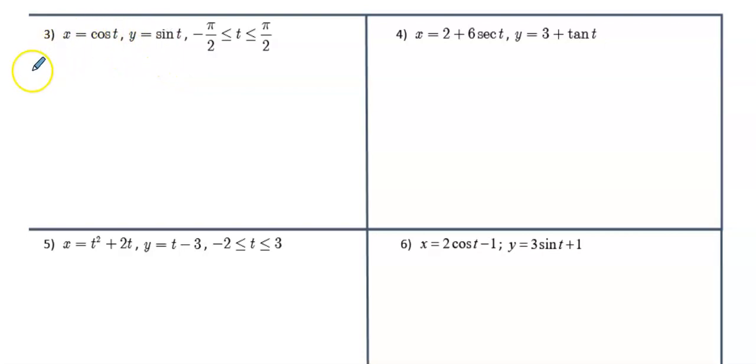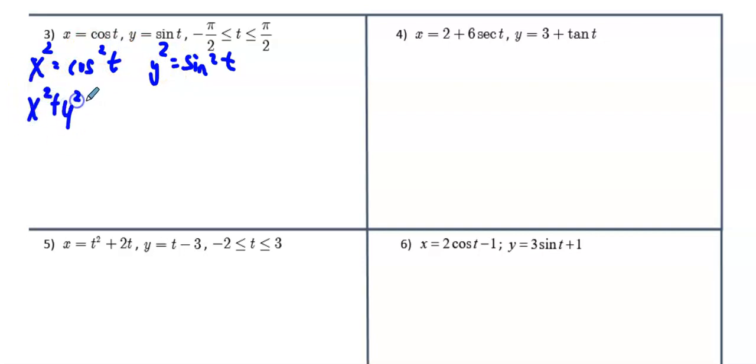So let's square both sides. Like I said, this is how you do every one of our trig function problems, at least that we're going to do in this class. So we're going to do x squared equals cosine t squared, and then y squared equals sine t squared. And what we're going to do is set the left sides equal to each other and our right sides equal to each other.